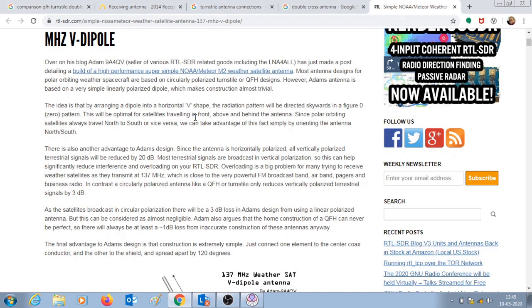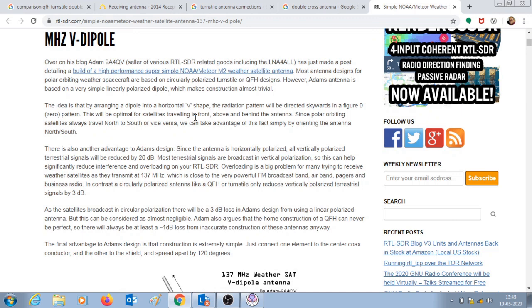Since this antenna is horizontally polarized, all vertically polarized terrestrial signals will be reduced by 20 dB. Most terrestrial signals are broadcast in vertical polarization, so this can help significantly reduce interference and overloading on RTL-SDR. Overloading is a very big problem for many trying to receive weather satellites, as they transmit at 137 megahertz, which is close to the very powerful FM broadcast band, airband, pagers, and business radio.